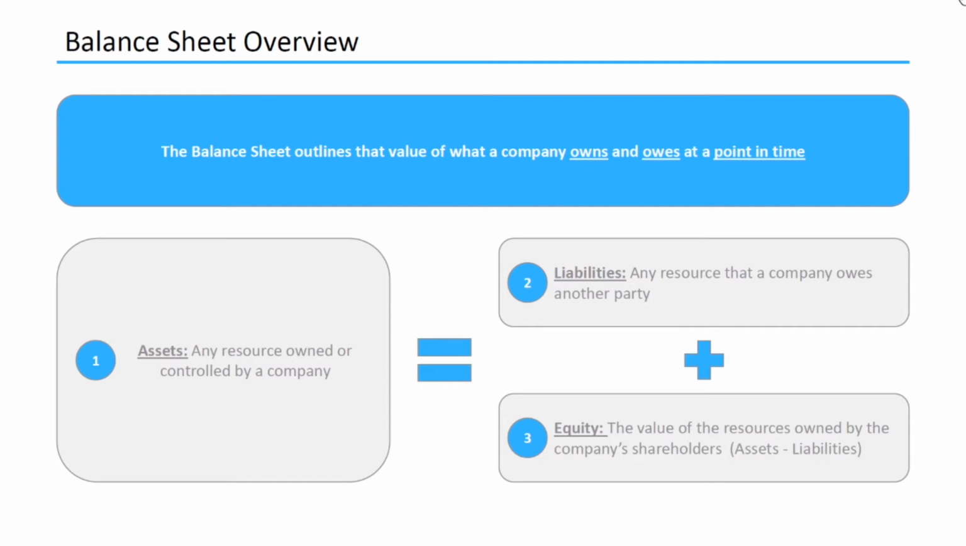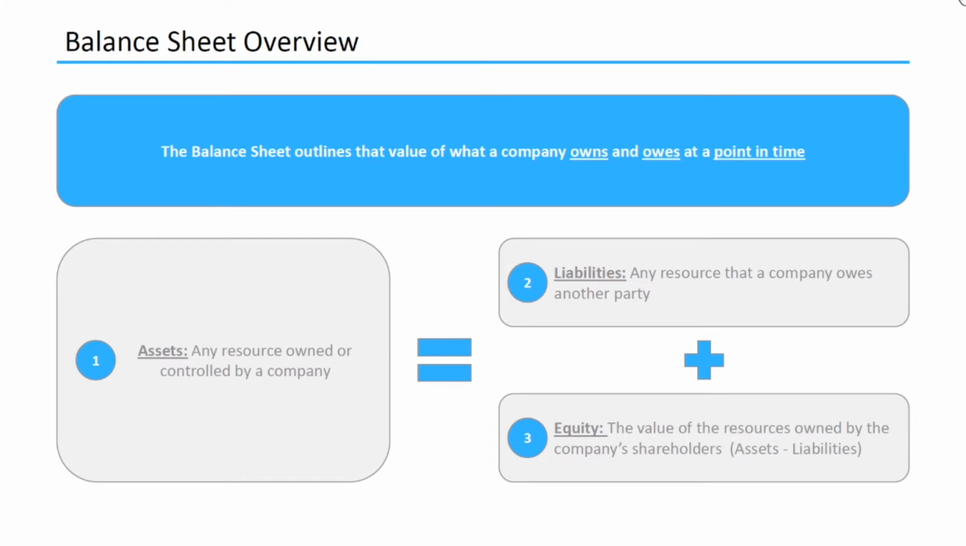Second, we have liabilities, which are any resource that a company owes to another party, and this can include anything from cash that a company might owe its suppliers to a loan that a company might owe back to a bank. And finally, we have equity, which is the value of the resources owned by the company's shareholders or owners.